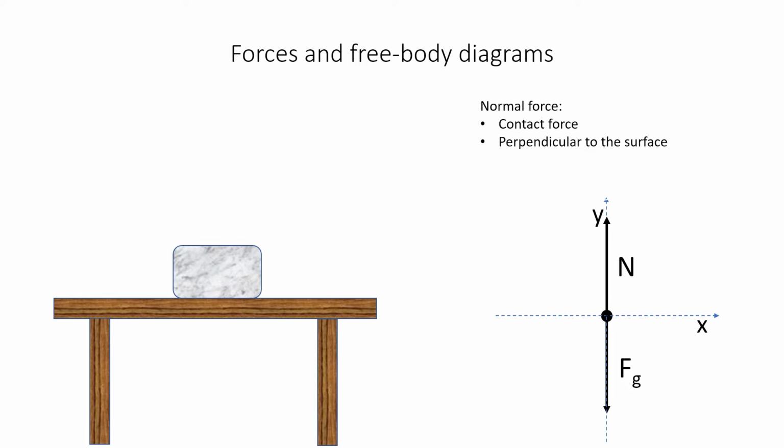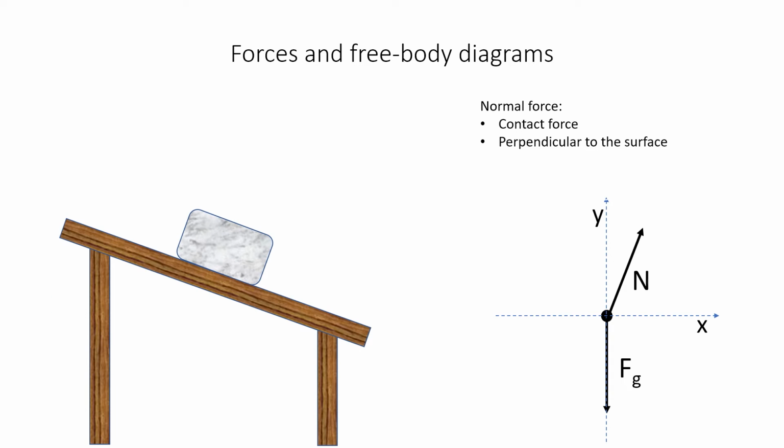A normal force is a specific kind of force that is a contact force. It's perpendicular to a surface. Here we have an object resting on a table. The force due to gravity is acting downward on the object. The normal force is acting upward on the object from the table.